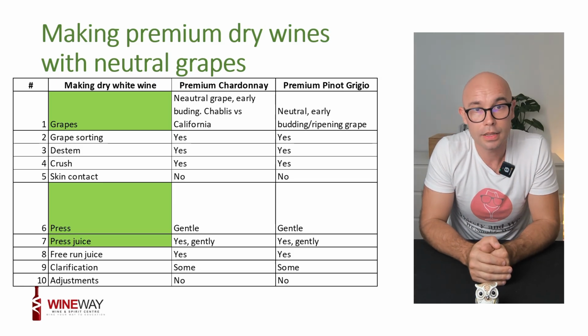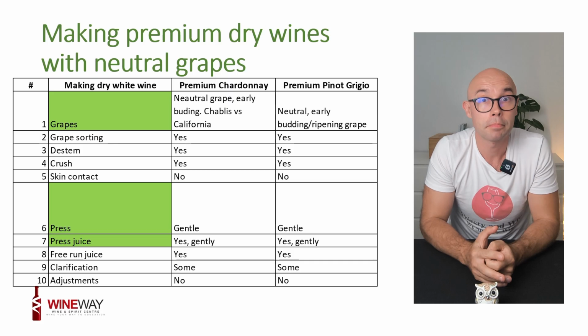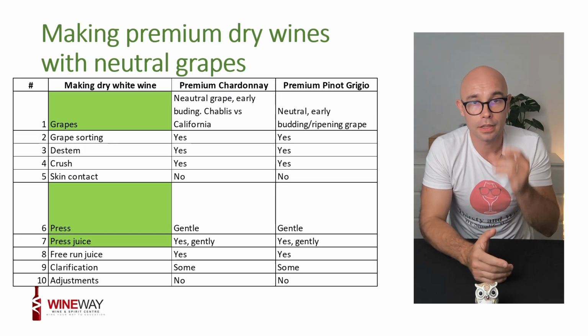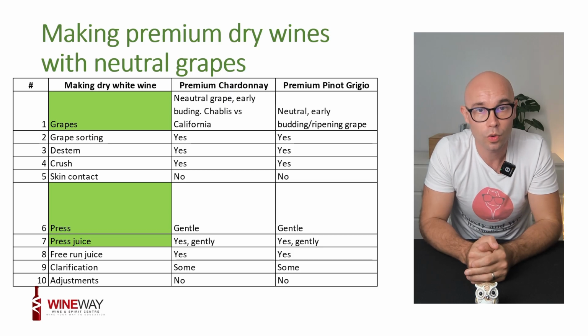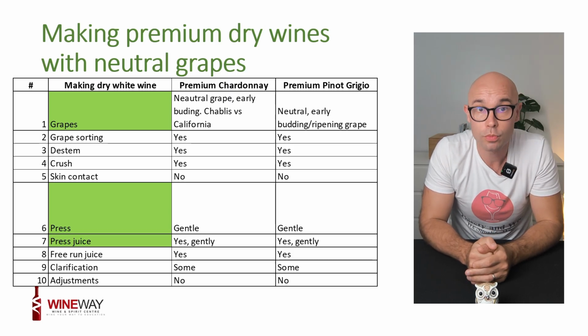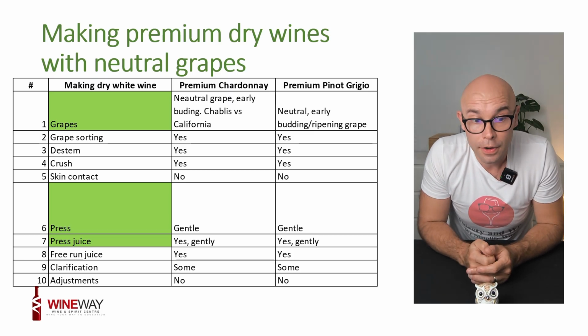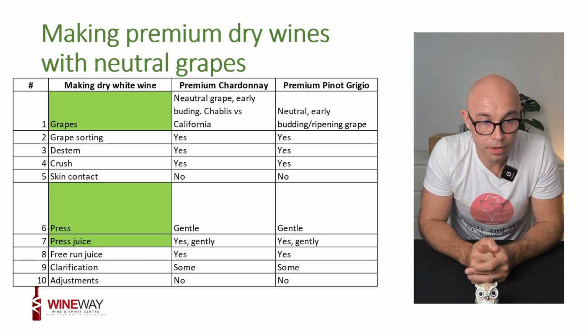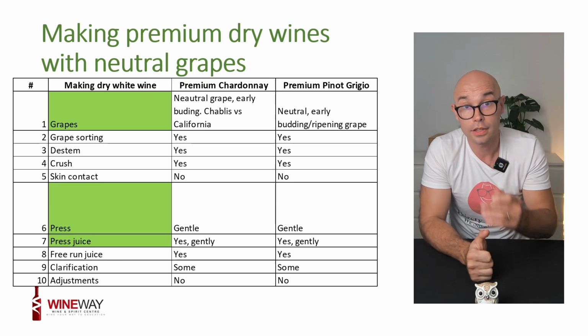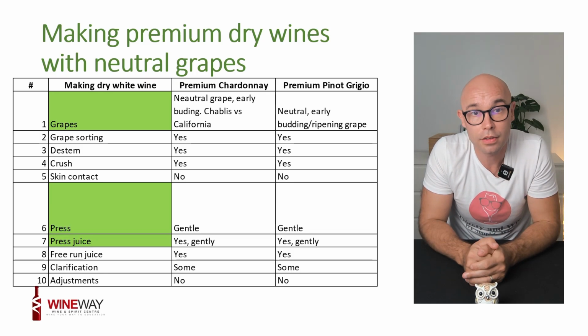And for premium style, it is used. It is made in a Pinot Gris style in Alsace, where it can be dry or medium sweet or sweet. But it's also produced in a dry style in, for example, northern Italy, in Friuli. So for grape sorting, yes. The stemming, crushing, yes. Skin contact, no. There's no need for neutral grape varieties to have this skin contact pre-fermentation. Pressing, yes, gently. Press juice, yes, gently.